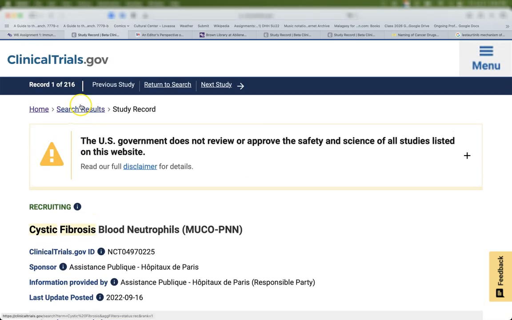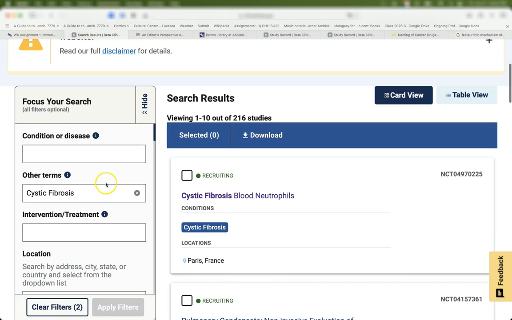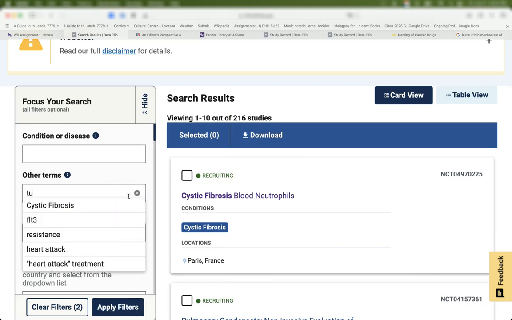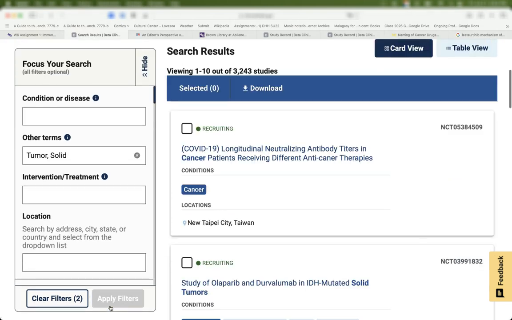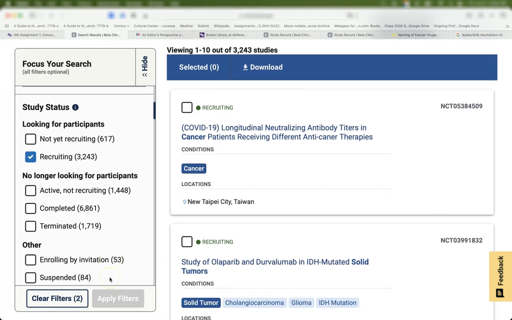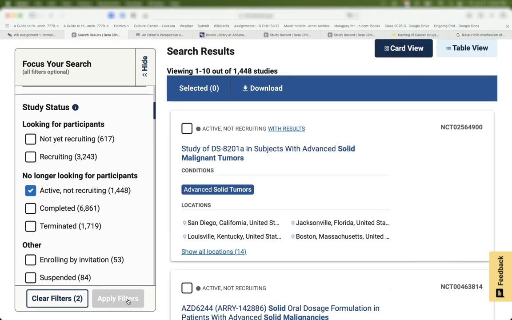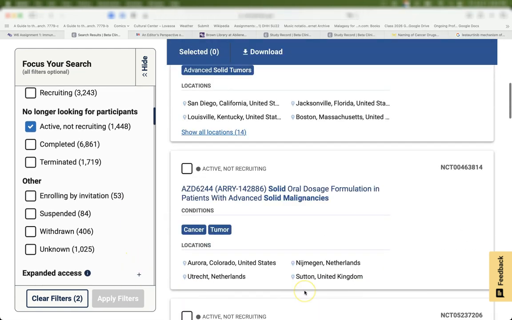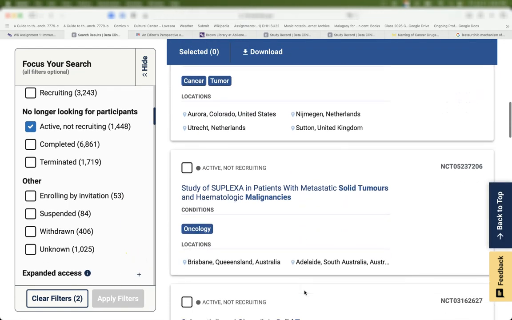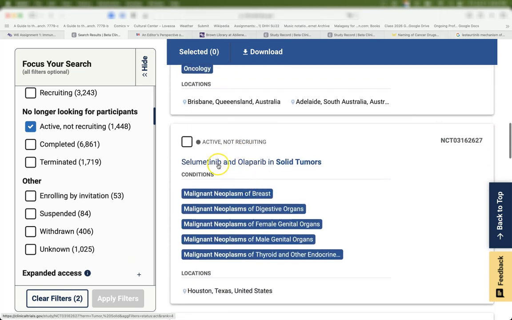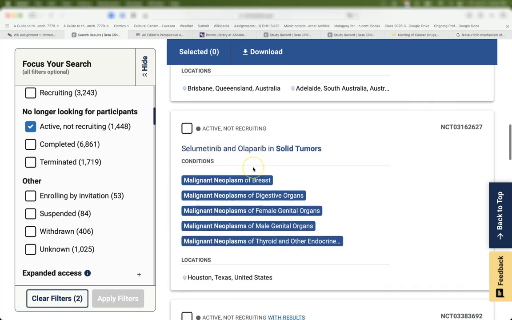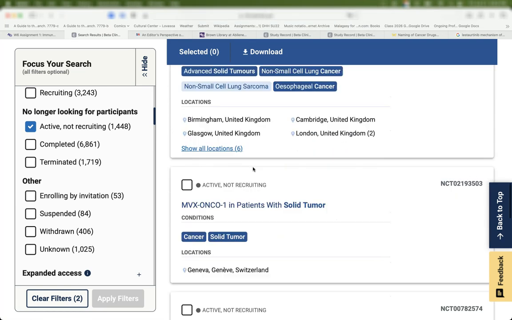Now, there's always going to be a lot of stuff, and in fact, if we're looking at tumors, you could say select solid tumor there. And we've got a lot of studies there. We'd see if we change that to active not recruiting, we still got a lot. We got various drug things. We have therapeutic trials, these things in solid tumors. And so you have many choices.